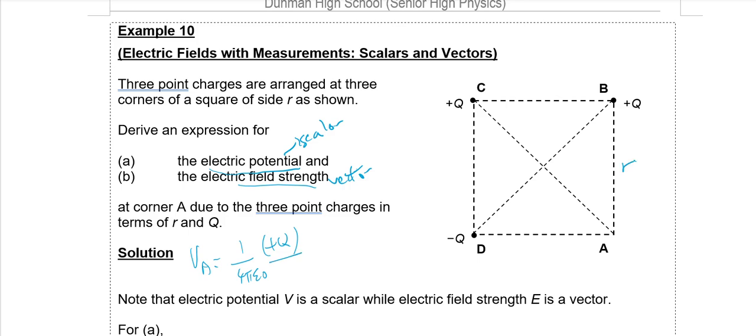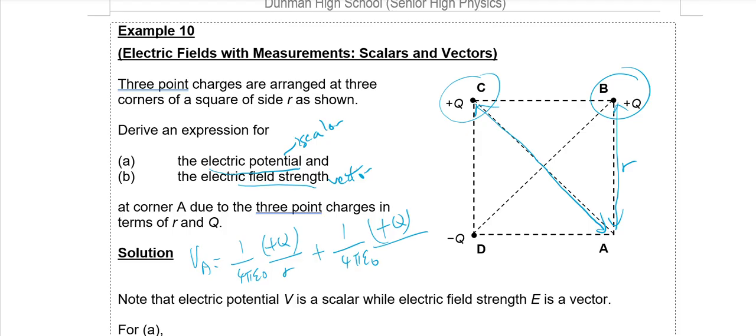Divided by R, so I call this R. That's for B, so this is the potential for B. Then for C, we look at it again, 1 over 4 pi epsilon naught times plus Q, because this is still plus. Then divided by the distance of C from A. Just now this one is easy, it is R, given by the question. For this one, you can use Pythagoras' theorem to get square root 2 R.